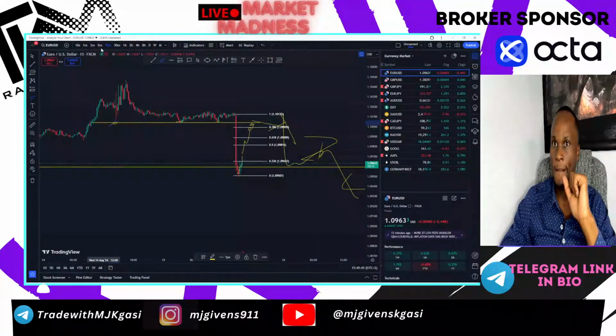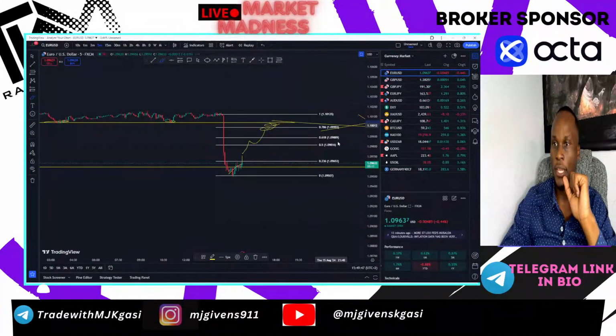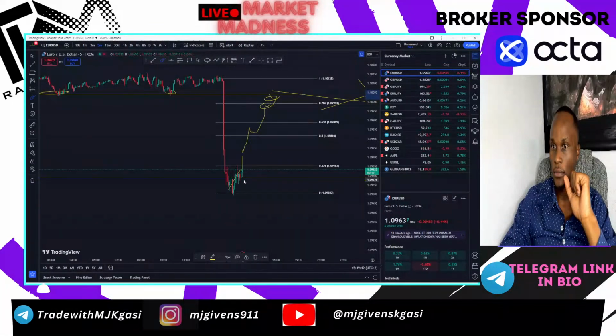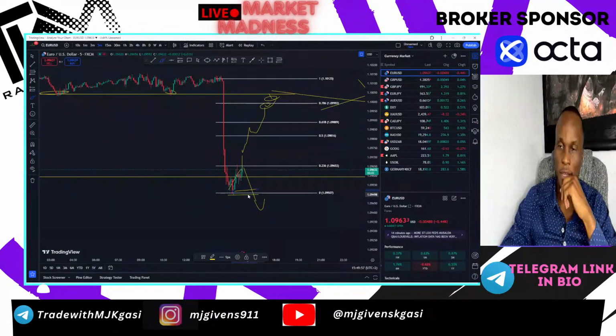For those that want to trade this short term, a break below, that's when one can say I can look for selling opportunities. Break below this price here, 1.094.